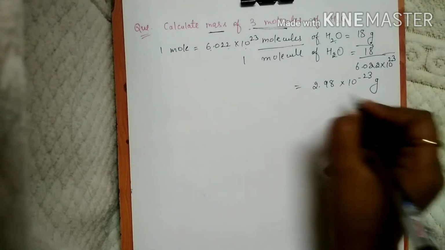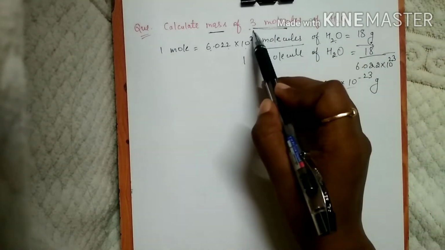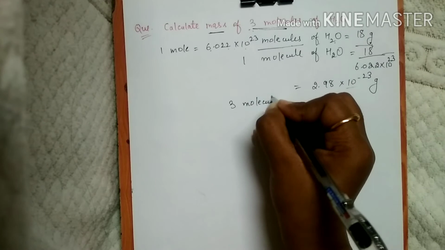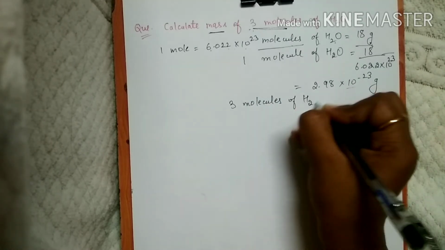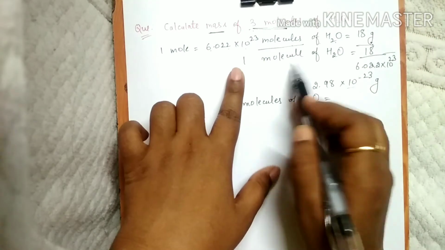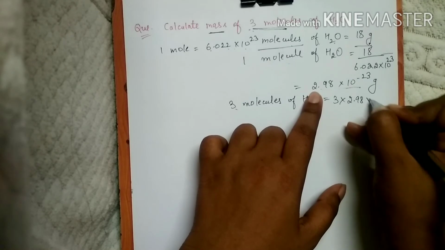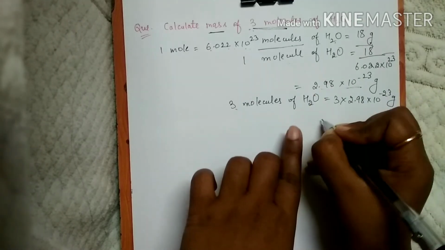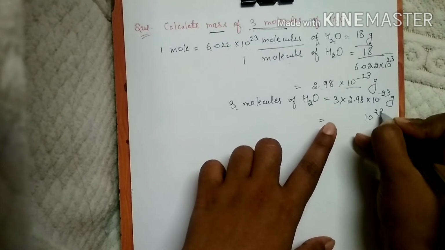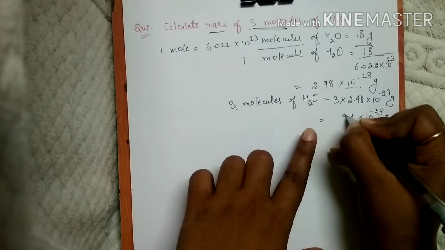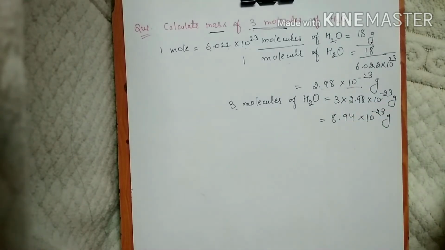Okay, this is the mass of one molecule of water, but we want the mass of 3 molecules of water. So for 3 molecules of water, mass will be equal to what? For one molecule, mass is this. For 3 molecules, how much? 3 multiplied by this. Okay, how much it comes? 10 raised to power minus 23 remains as such. 8.94 into 10 raised to power minus 23 grams. So this is the mass of your 3 molecules of water.